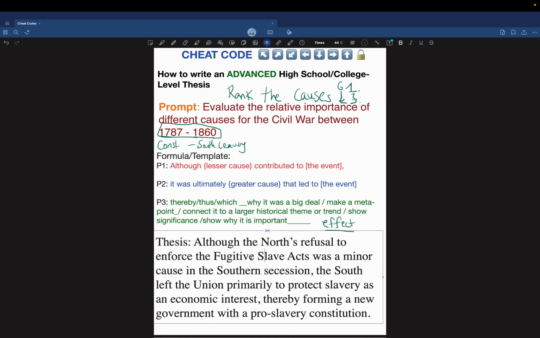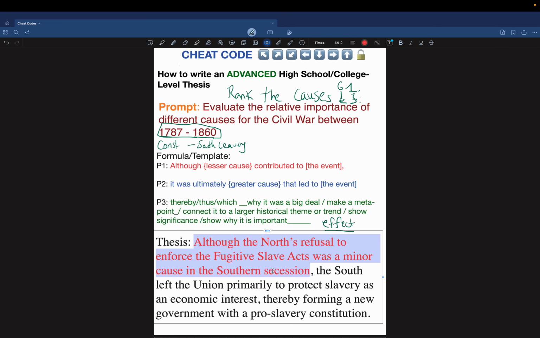So although the North's refusal to enforce the Fugitive Slave Acts was a minor cause in the Southern secession, that is going to be our lesser cause. I'm acknowledging it in my historical argument. I believe it was a factor. But the prompt specifically says evaluate the relative importance. So I'm arguing it was not a major factor.